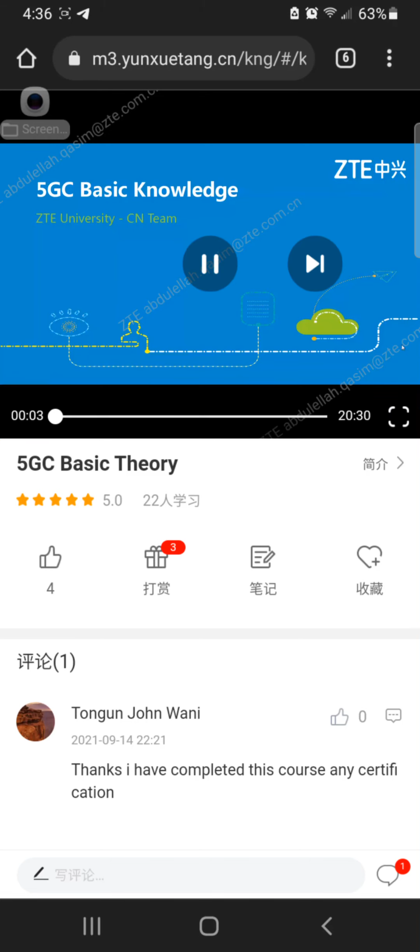Today's class is about fifth generation core network basic knowledge. Our class is about basic theory. So the class will be divided into two parts. The first is the business requirements and visions. The second is the reconstructed network architecture. So let's have a look at the development tendency of mobile communication.